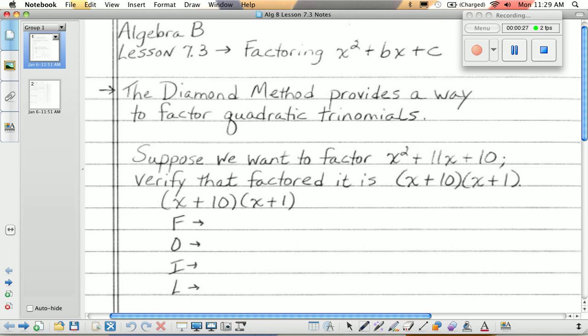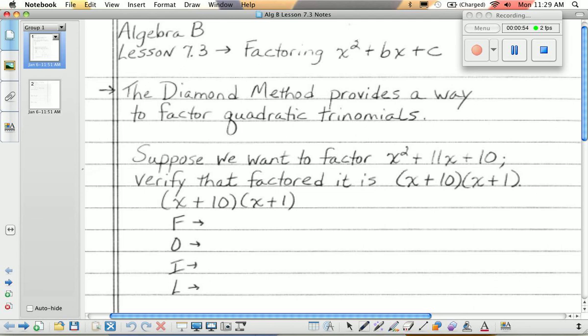So we have an x squared term, and in today's lesson, that x squared term is always going to be a 1x squared. We just won't see the 1 written there. But the number of x's there are can be a positive number of x's or a negative number of x's. And the constant, the third term of the trinomial, can either be a positive number or a negative number.